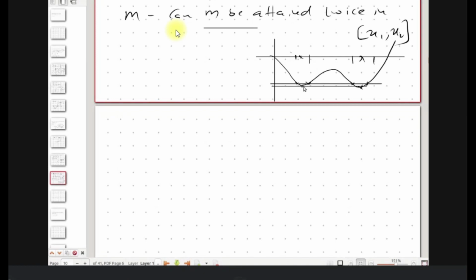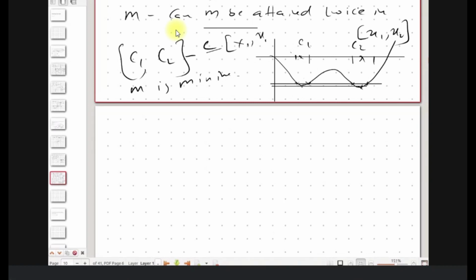Can you see that it cannot be attained, it cannot be taken twice inside the interval? I know that it is attained once. If it is attained twice, I know that some value less than M will be attained more than twice. All I have to do is take this smaller interval. So assume this is C1 and C2. In C1, C2, I know that M is minima, because C1, C2 is a subset of x1, x2, right?